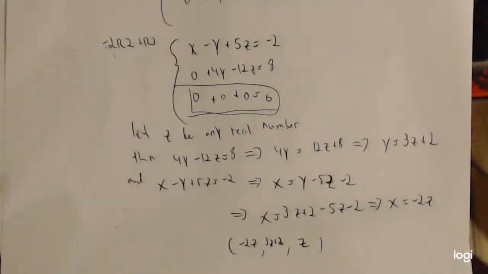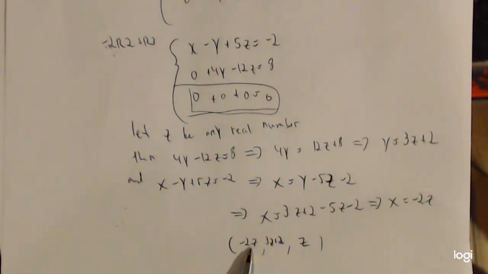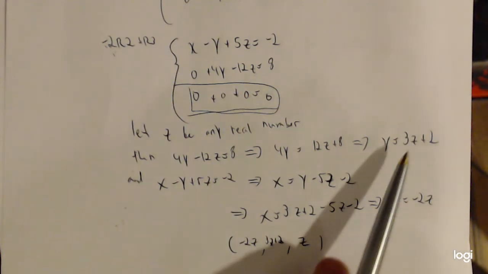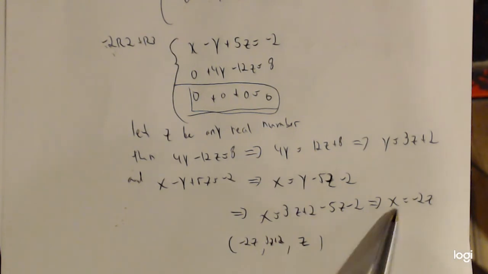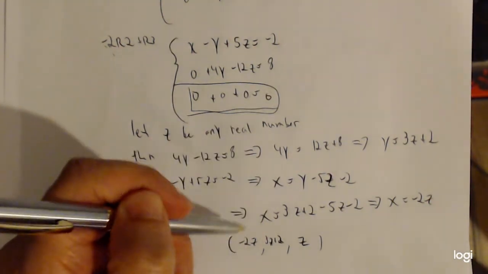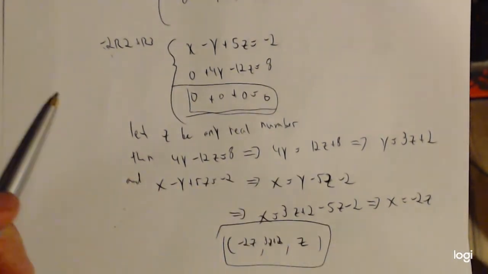So what do we mean that there are infinitely many solutions? For example, if z is 0, a solution would be x is 0, y is 2, and z is 0, obviously. If z is 1, what would y be? Y would be 3 times 1, which is 3, plus 2. Y would be 5. And x would be negative 2 because z is 1. So when we say infinitely many solutions, we're not saying any point will work. We're just saying there are infinitely many points, which is here, that will satisfy this condition.